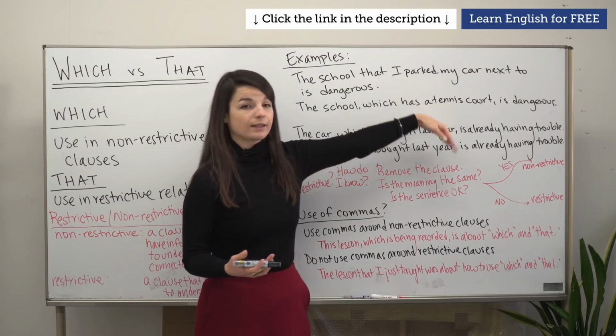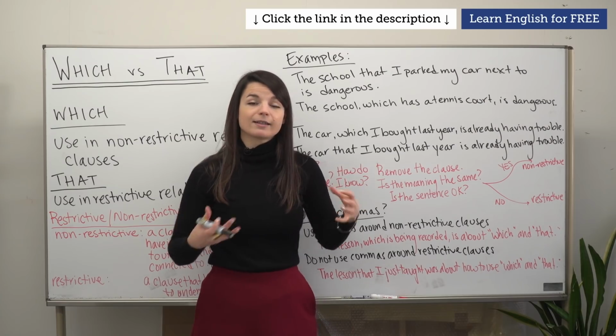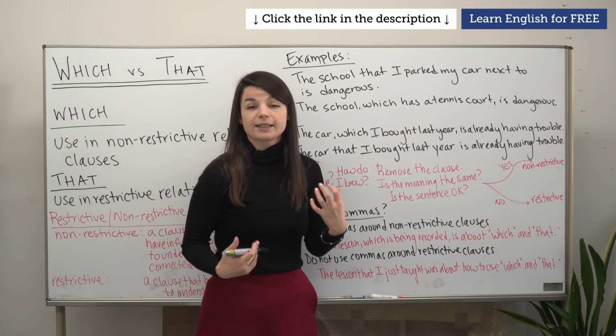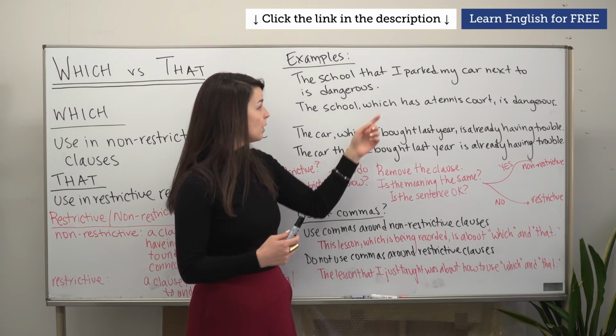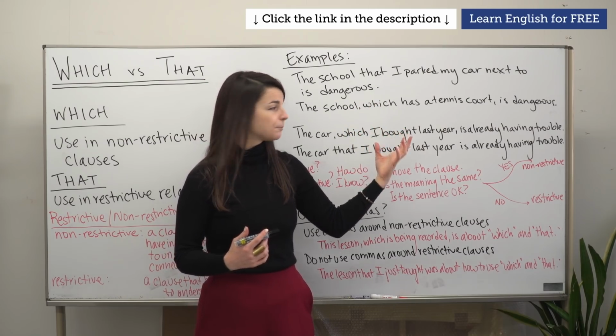If I remove this clause, the school is dangerous. The root sentence, the basic sentence, stays the same. This is just extra information. It doesn't necessarily tell us essential information about the situation. So we use which to show that. It's a non-restrictive relative clause.